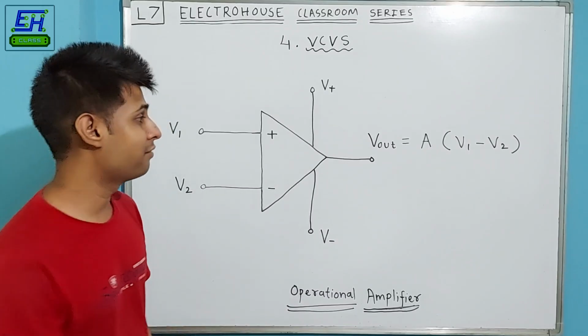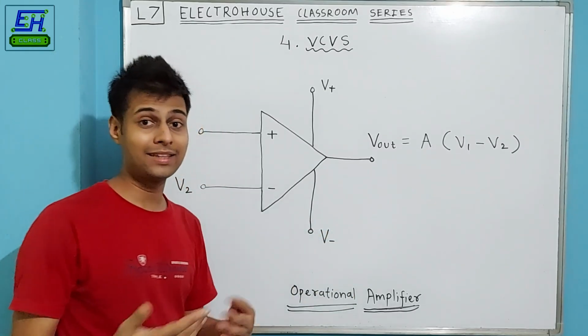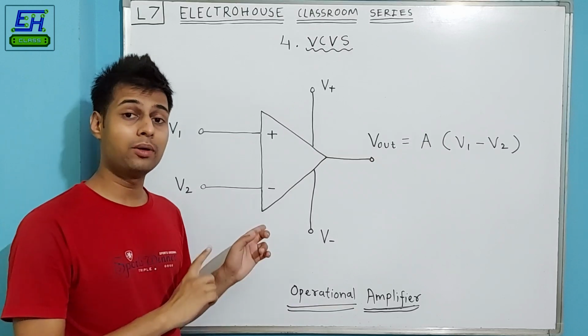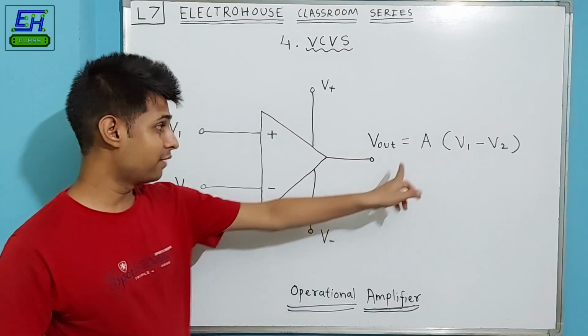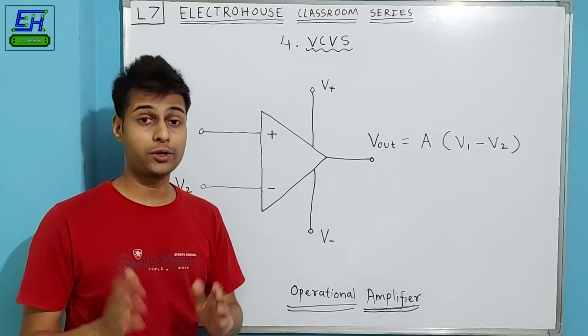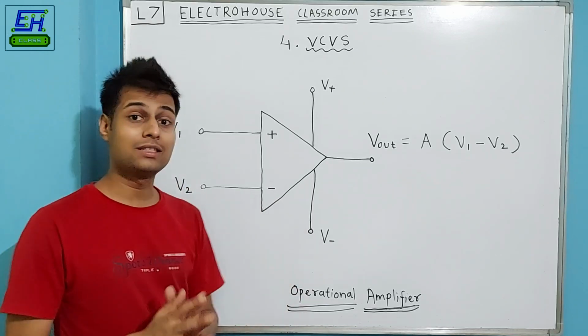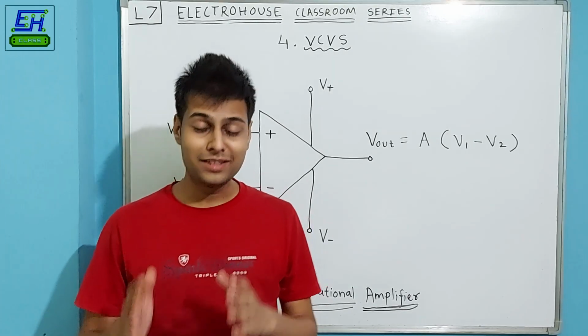And also remember that when the value of A is kept greater than 1, then only this circuit can be used as a voltage amplifier. Otherwise, if the value of A is kept as 1, or unity, then this circuit will act as a voltage buffer.